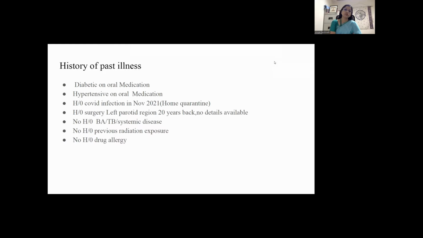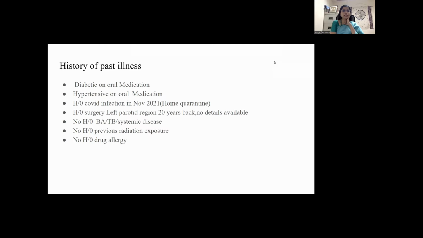So this swelling started appearing only in the last 8 months. Yes, ma'am. The present swelling has been there only for the last 8 months. In the interval from the last surgery to the present swelling, she was asymptomatic. Go back to the second slide now.